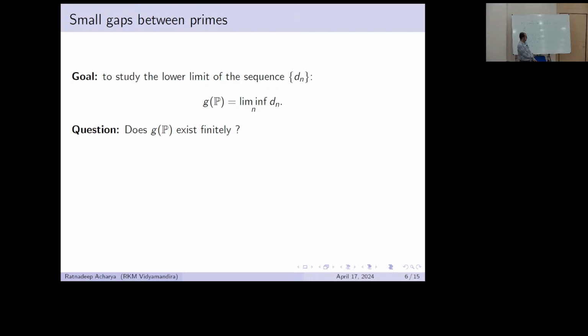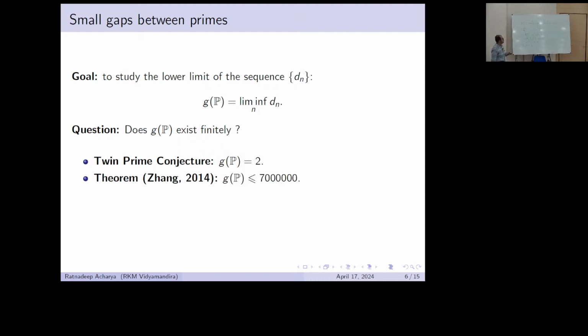So here is the question: is G of P finite? And here is a famous conjecture. All of you must have heard it, the twin prime conjecture. According to our definition, it predicts that G of P should be 2. However, we are far from this. And before 2014, it was unknown that G of P is finite.